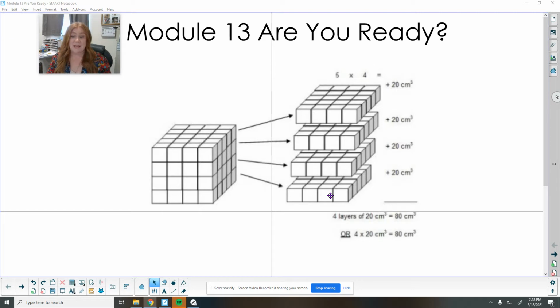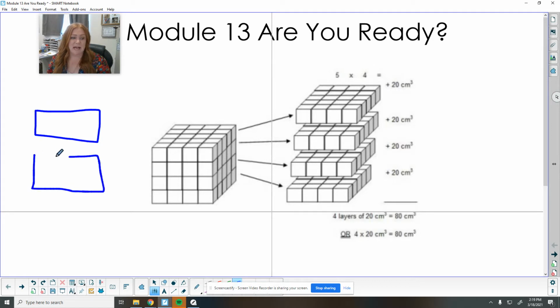Before we take our little quiz, we're going to go over some volume questions. Volume is what is inside. What can it hold inside of it? So we've talked about perimeter. Oh, I have a white marker. Can't see that. Right? Perimeter is the outside. Walk around the outside. Area is the inside.